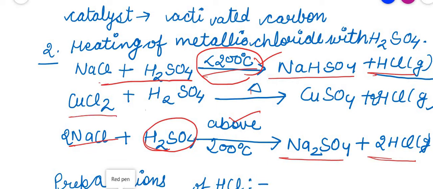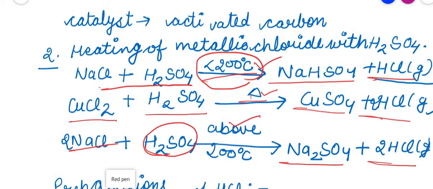And then the second method is with a metal chloride, copper chloride. Copper chloride with H2SO4, with a very limited amount of heat, gives copper sulfate along with the HCl gas that is released out. Okay, clear for that? I hope that is fine.